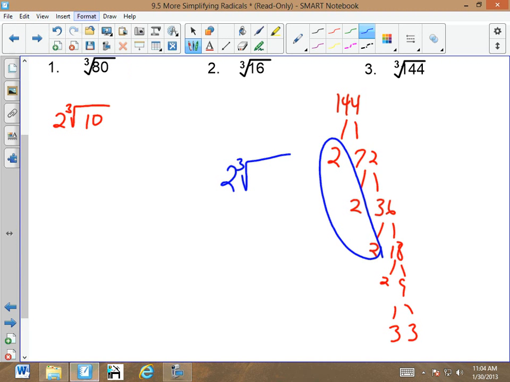Okay, so what do we have left? We don't have any triplets left. We have 2 times 3, which is 6, times 3 is what? 18. So 18 goes inside my radicals. All right, that's my answer.